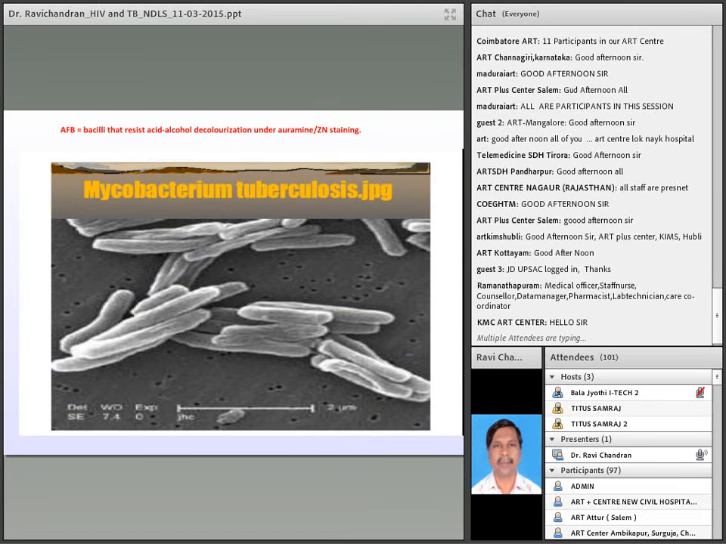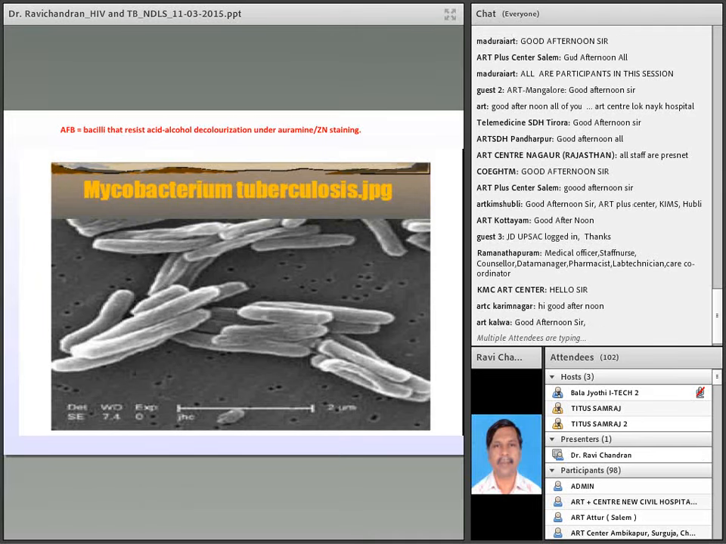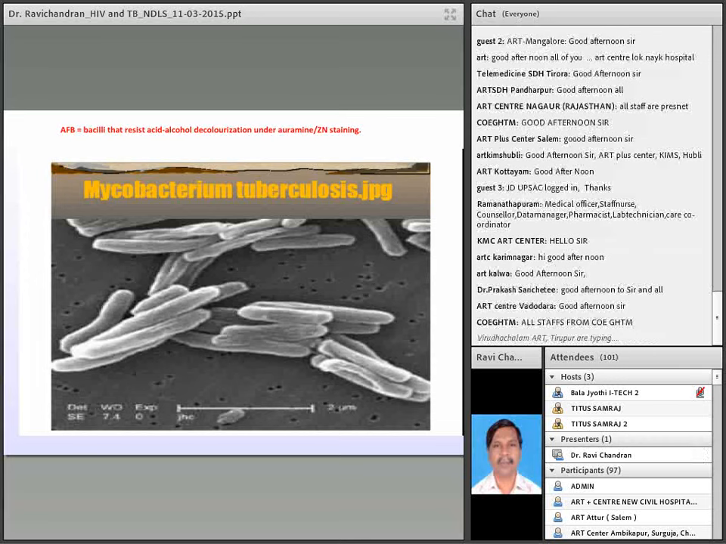Yes, we all know tuberculosis is caused by the Mycobacterium tuberculosis. The Mycobacterium tuberculosis, as you all know, is otherwise called acid-fast bacilli. It resists decolorization with acid when stained with the AFB staining or Ziehl-Neelsen staining.